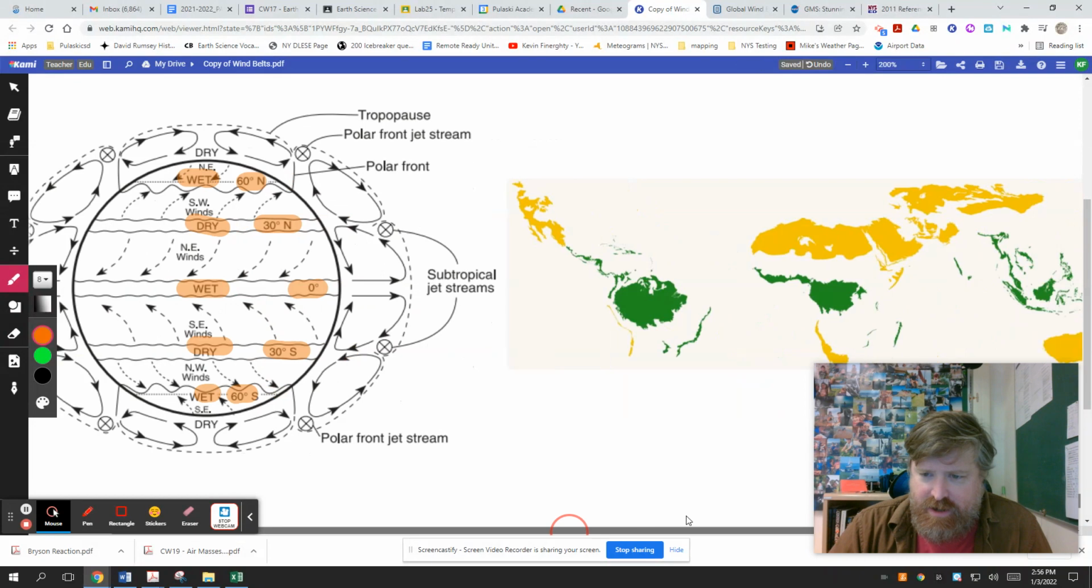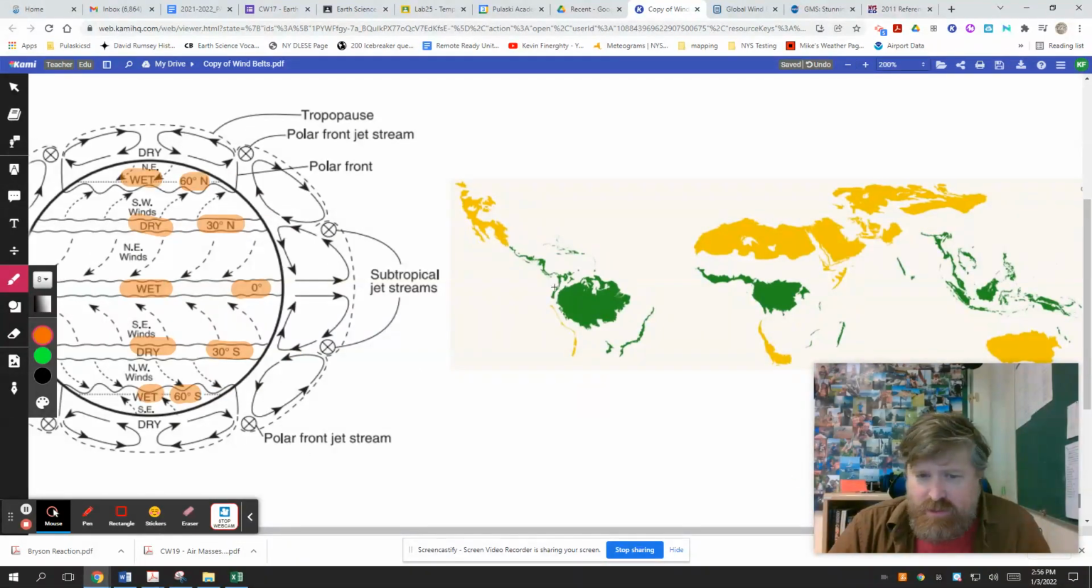What I stole over here, if you can make heads or tails of this, is a world map, and what they did was they only put on rainforests and deserts. I like this because the equator, according to this reference table, should be wet, and we will get into why that's the case.